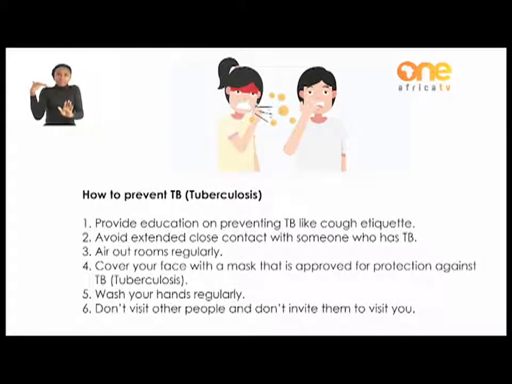How to prevent TB? Provide education on preventing TB, like cough etiquette. Avoid extended close contact with someone who has TB. Number 3, air out rooms regularly, which means you should open the windows and keep the air well ventilated. Number 4, cover your face with a mask that is approved for protection against tuberculosis. Number 5, wash your hands regularly. Number 6, don't visit other people and don't invite them to visit you if they are said to have TB.